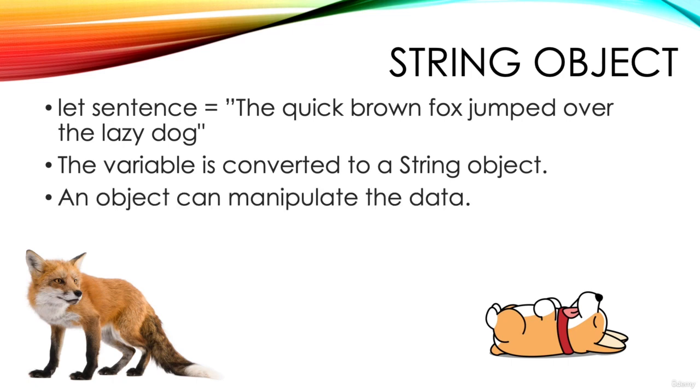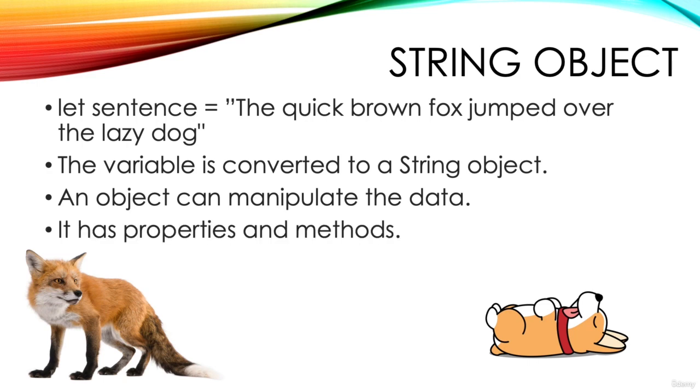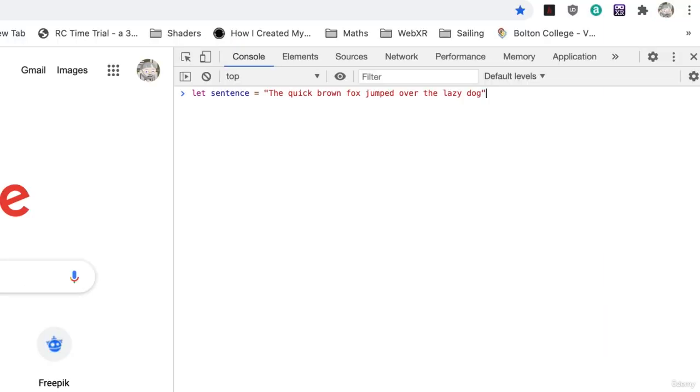What do I mean by that? Well, it has a series of properties and methods that we can use. An example of a property is sentence.length. By using .length we get the value 44. That is the number of characters in the sentence: The quick brown fox jumped over the lazy dog.